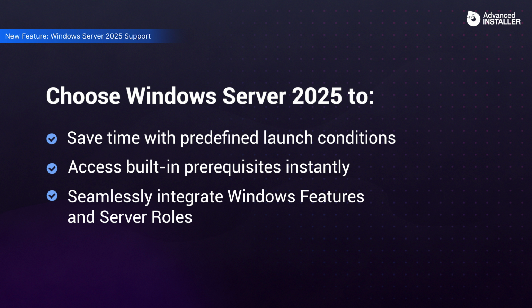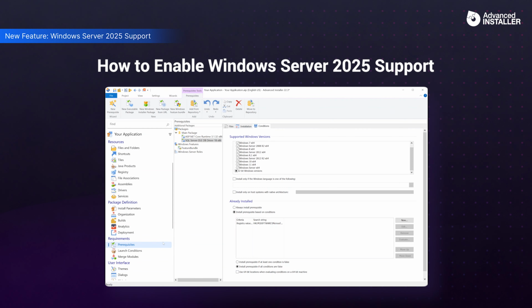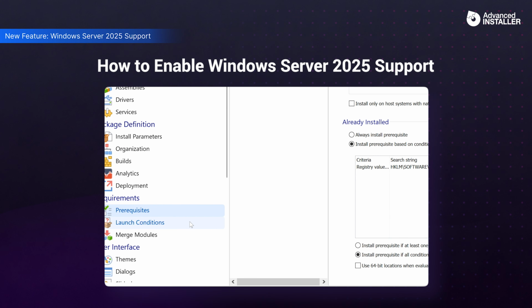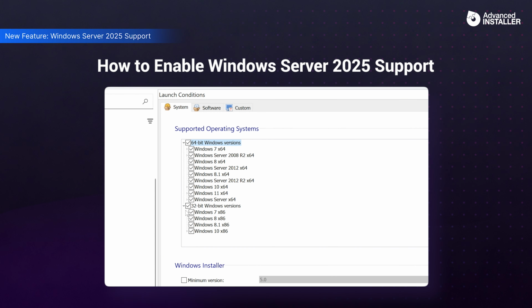Advanced Installer's new features tailored for Windows Server 2025 enable you to save time with predefined launch conditions, access built-in prerequisites instantly, and seamlessly integrate Windows features and server roles. After downloading or upgrading to Advanced Installer 22.3, create or edit your project. Under the Prerequisites and Launch Conditions pages, you'll find predefined support for Windows Server 2025.